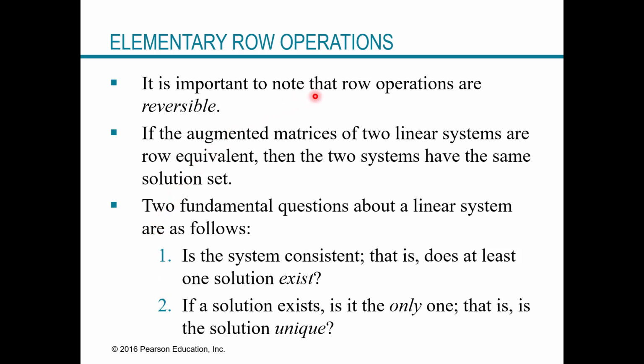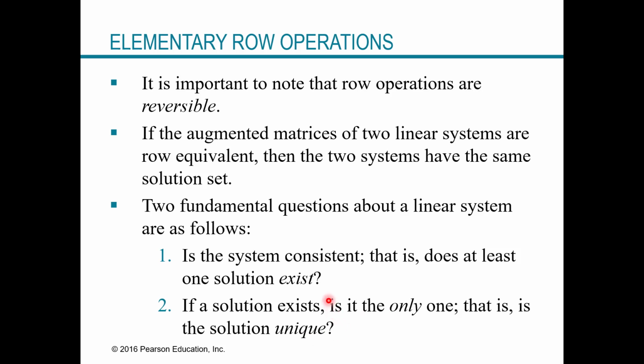Okay, so it's important to note that row operations are reversible. Anything that you do as far as a row operation goes, you can undo. If the augmented matrices of 2 linear systems are row equivalent, then the 2 systems have the same solution set. And then 2 fundamental questions about linear systems are the following. Question 1, is the system consistent? That basically just means, does it have at least one solution? One solution or infinitely many solutions? If a solution exists, question 2, is it the only solution? So is the solution unique? Is it really one solution, or is it infinitely many solutions?